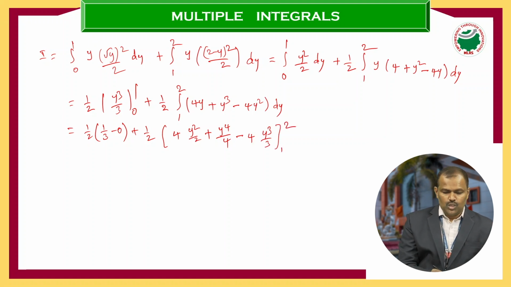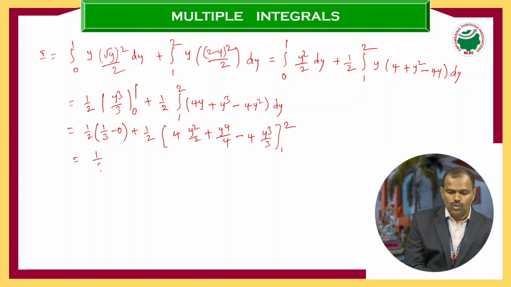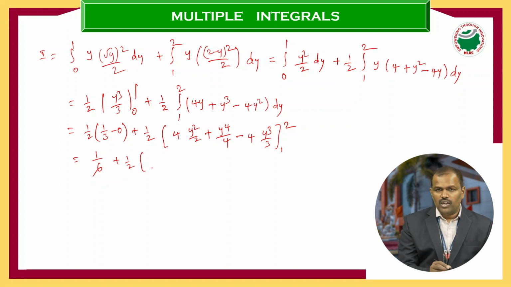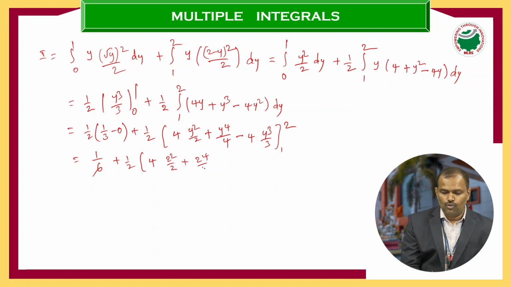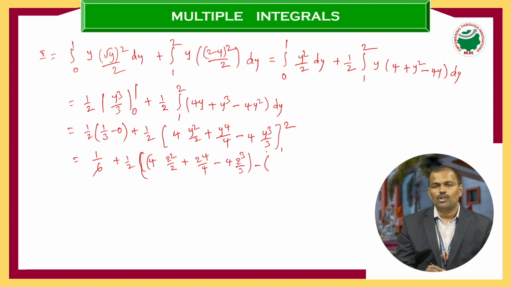Now we need to apply the limits. So that is 1 by 2 into 1 by 3, 1 by 6. Plus 1 by 2 into, here when I apply the upper limit first, that is 4 into 2 square by 2, plus 2 power 4 by 4, minus 4 into 2 cube by 3. So this is only the upper limit. Minus, when I apply the lower limit, that means in place of y, we substitute 1. So 4 into 1 square by 2, plus 1 power 4 is 1 by 4, minus 4 into 1 cube, 1 by 3. This is the lower limit.